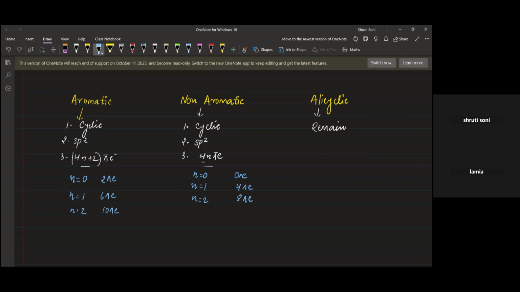And all the remaining organic compounds, which are cyclic in nature and not homocyclic, will lie in the alicyclic part. Now you understand the given compound which I gave you, this one.